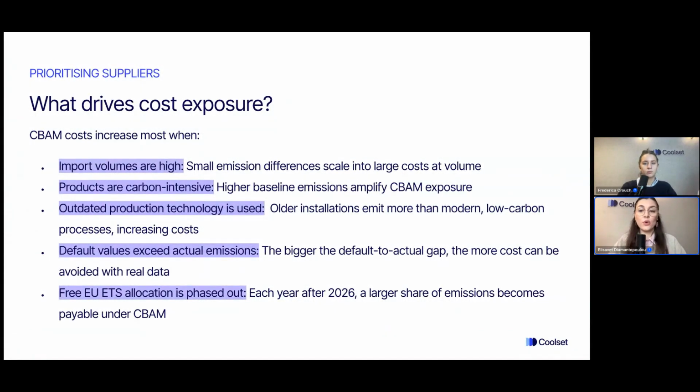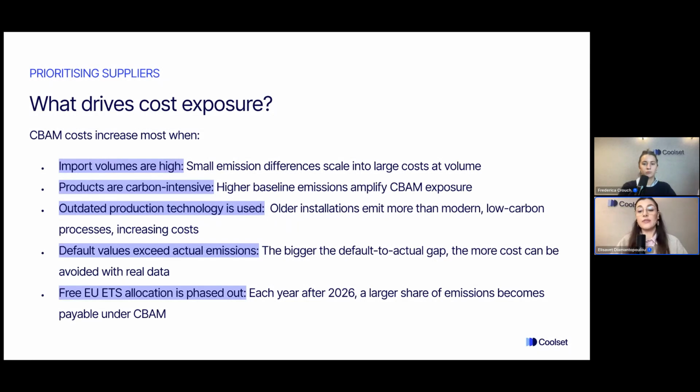So it's important to understand what contributes to the costs getting higher. The CBAM costs tend to increase when we import volumes that are high, and that's something that we cannot do anything about when it comes to CBAM. The second factor is how carbon intensive these products are. If you have a variety of products, some products will contribute more to your costs and some others less. One more important point is the production technology that is used. Older installations that your suppliers might be using will emit more, and modern, more low carbon processes will essentially translate to lower costs.